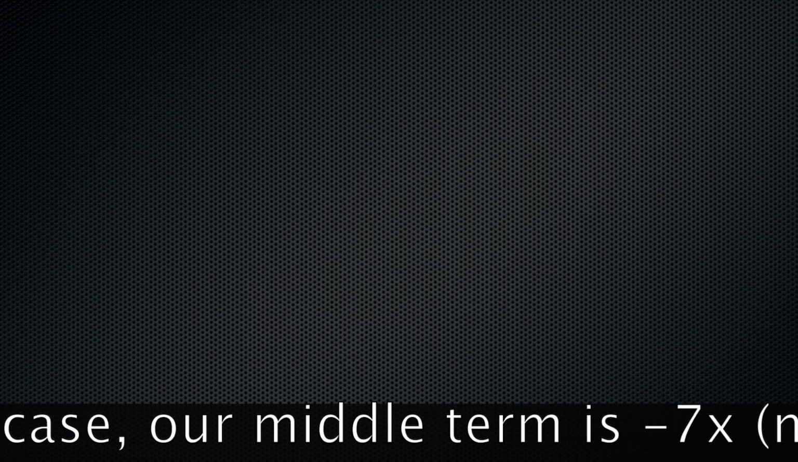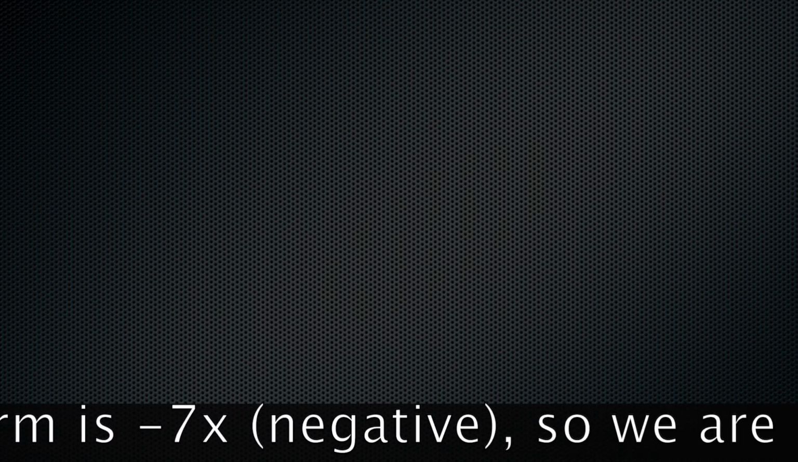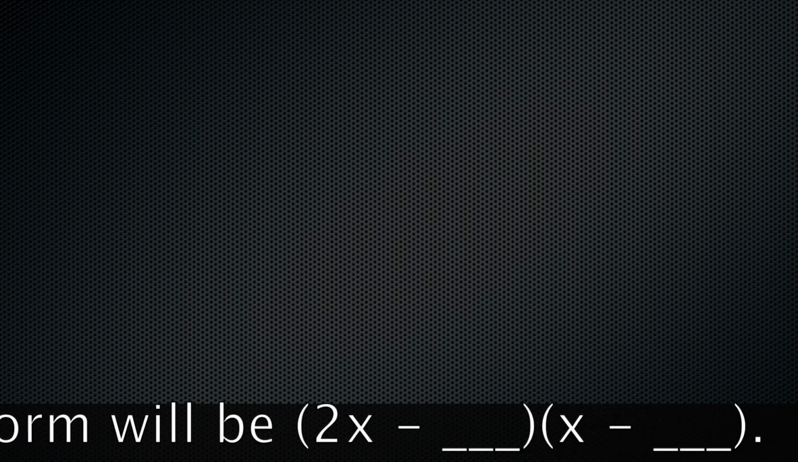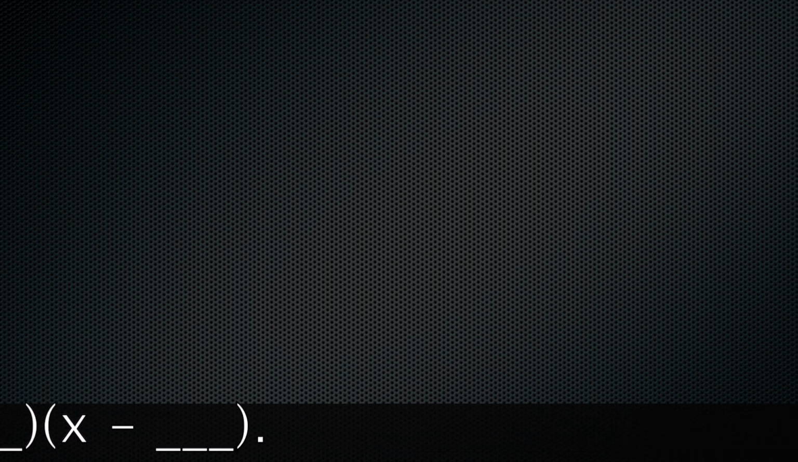Again, we're going to look at our constant to figure out our operations. Our constant is positive, so it can either be adding or subtracting. So we're going to look at our middle term. Here our middle term is negative 7x. So we know we're going to be subtracting. Our factored form will be 2x minus blank times x minus blank.